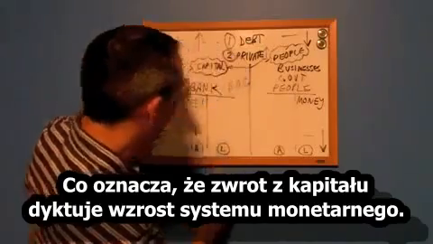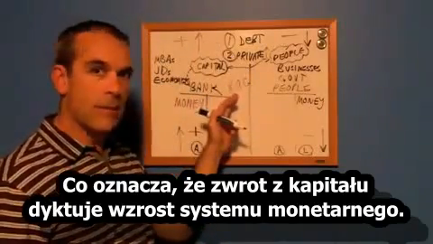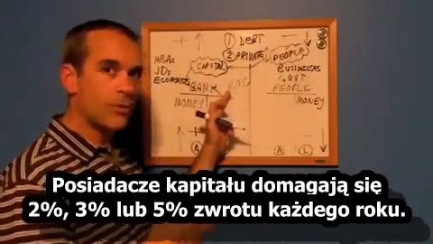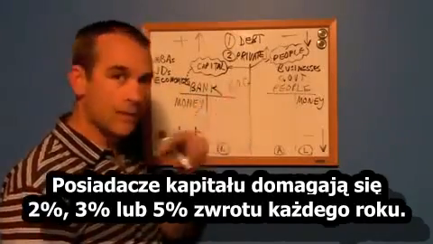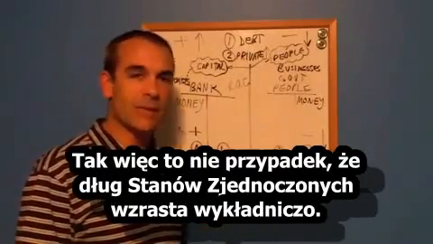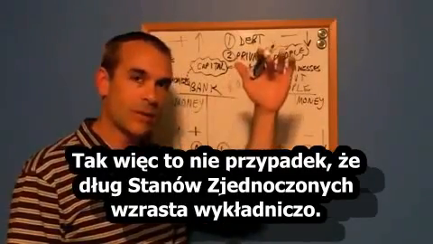return on capital dictates the monetary system's growth. The capital holders demand a 2 or 3 or 5% return every year. That's exponential growth. So it's no accident that the United States government's debt keeps increasing exponentially.